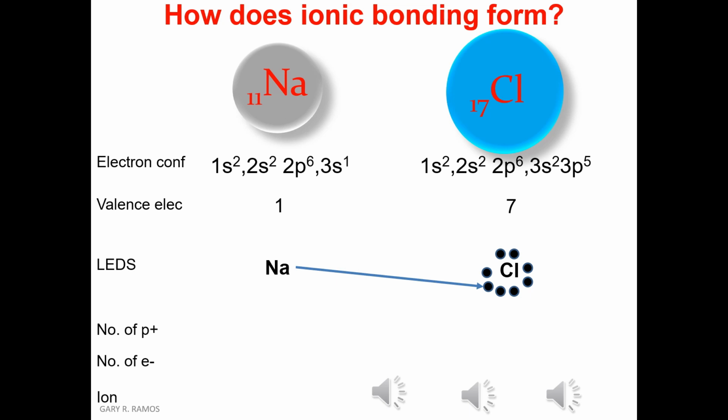Now, how do we know whether a particular atom will give its electron or receive an electron? If the valence electron of a particular atom ranges from 1 to 3, it tends to give its electron. But if the valence electron ranges from 5 to 7, it tends to receive electrons. Aside from that, if the atom is a metal, it tends to give its electron. And if the atom is a nonmetal, it tends to receive electrons.